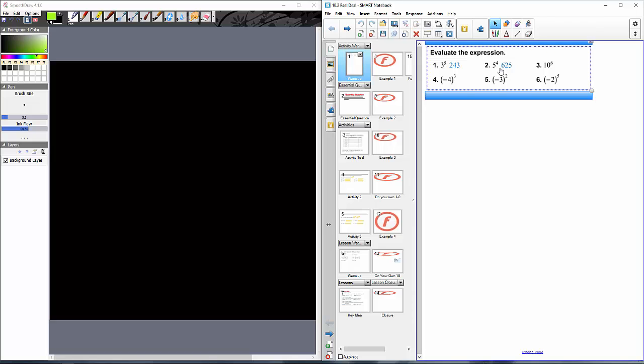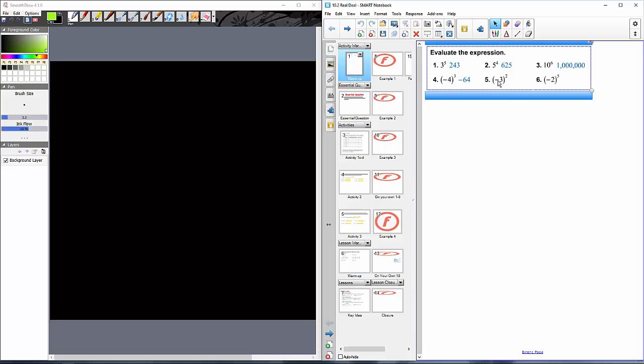This is 5 to the 4th, so 5 times 5, and I do that 4 times, and I have 625. 10 to the 6th is 1 million. Now, this is something I want you to pay attention to. See how it's a negative 4 to the third? That means negative 4 times negative 4 times negative 4. That means my answer will be a negative, and it will be equal to negative 64.